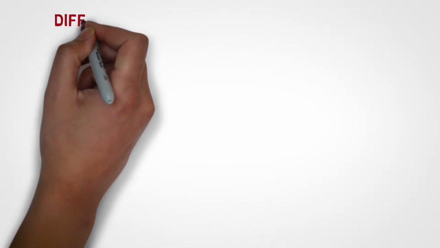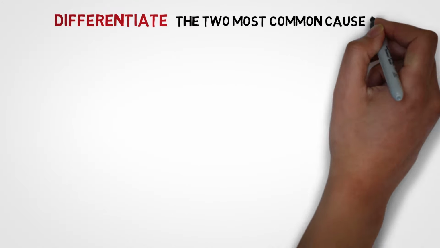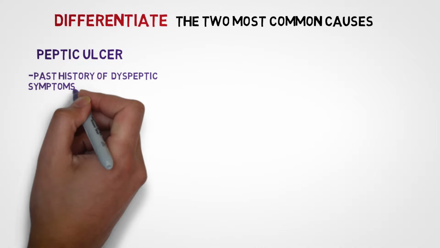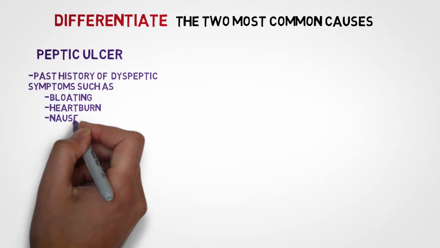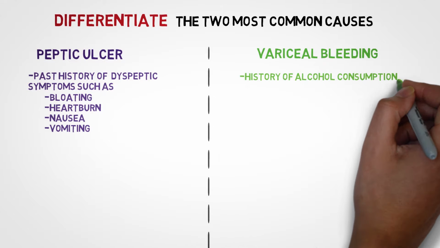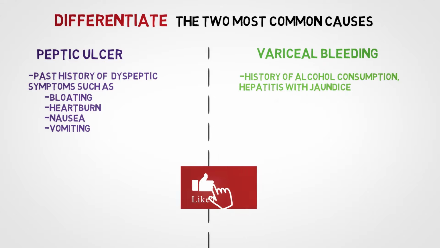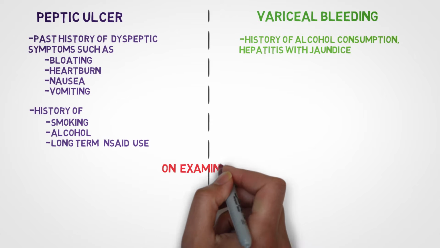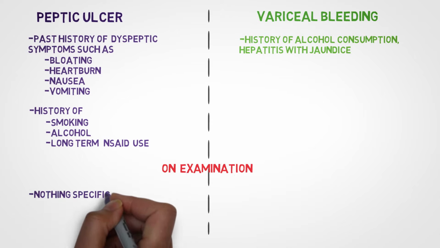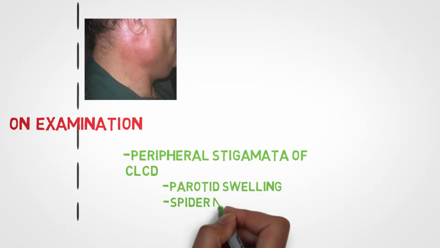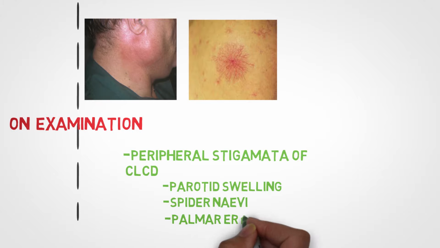So let's see how we can clinically differentiate the two most common causes. In peptic ulcer, there's a past history of dyspeptic symptoms such as bloating, heartburn, nausea and vomiting. Whereas in variceal bleeding, there's a past history of alcohol consumption, and hepatitis together with jaundice. In peptic ulcers, there's usually a history of smoking, alcohol abuse, and long-term NSAID use. And on examination, you would not expect anything specific with peptic ulcer disease, whereas variceal bleeding would be associated with peripheral stigmata of chronic liver cell disease, such as parotid swelling, spider nevi, and palmar erythema.